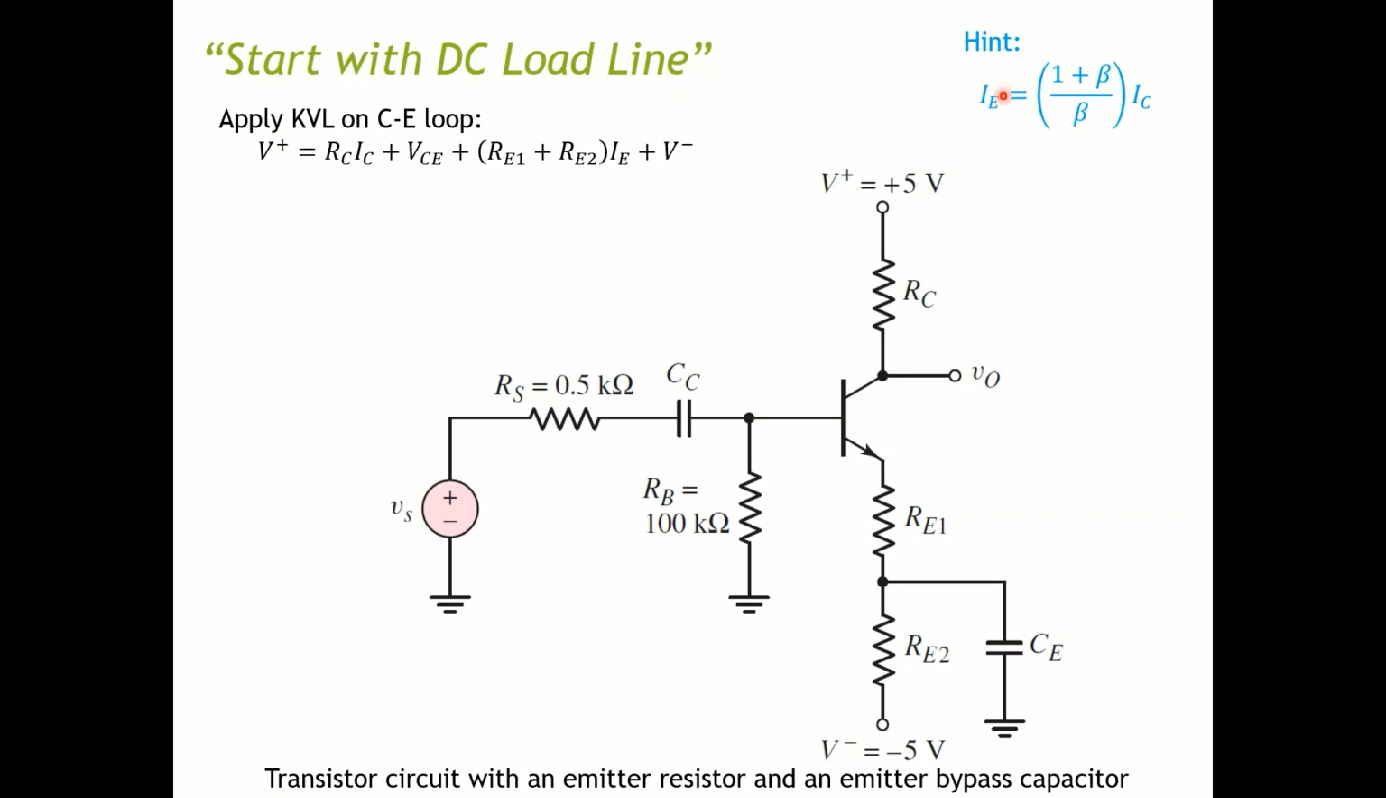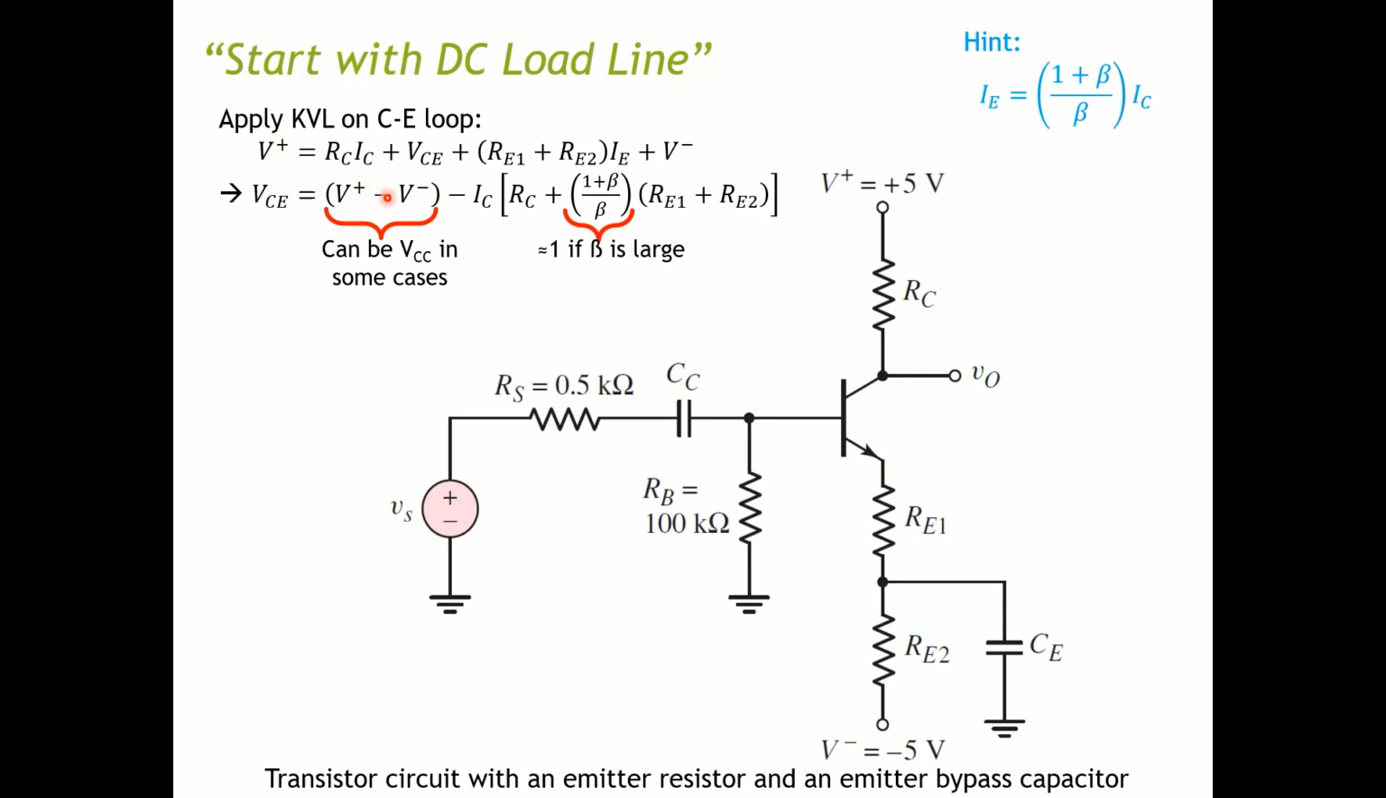So let's use the hint here. If I have IE, I can relate to IC with the beta factor of (1 + beta) over beta. So therefore, I can have an equation of IC equal to V+ minus V- minus IC multiplied by all of this resistance factor here. So technically, I move V- over here. I move everything else except for VCE over here.